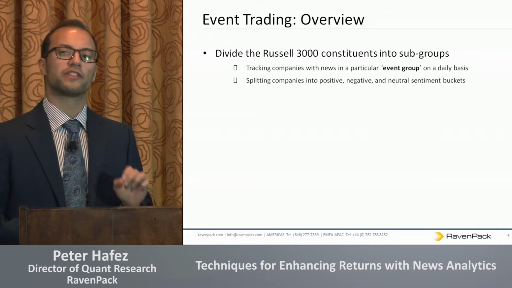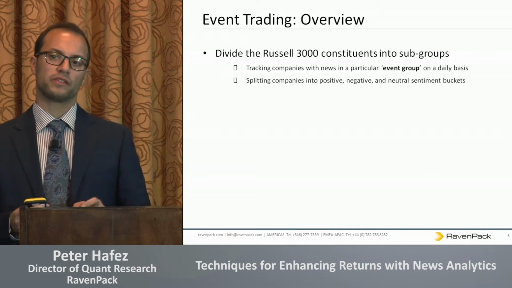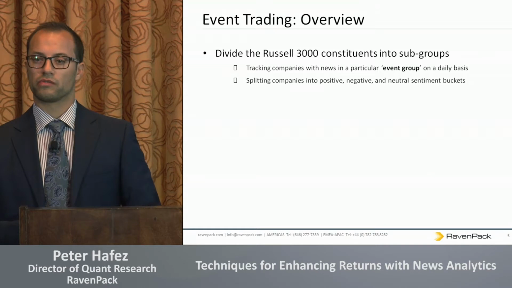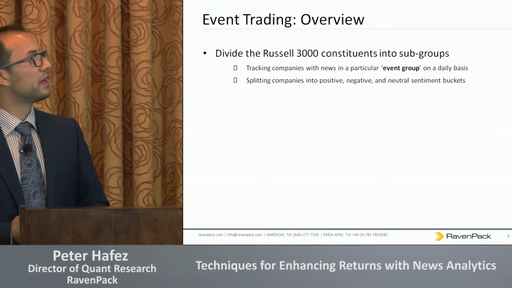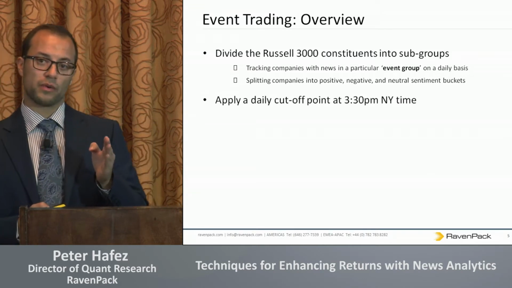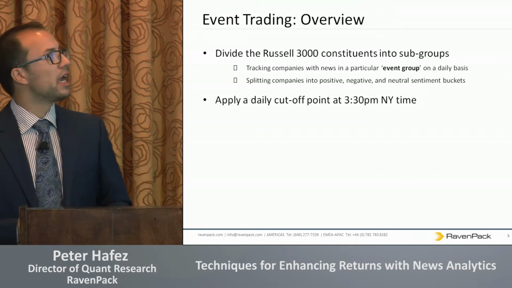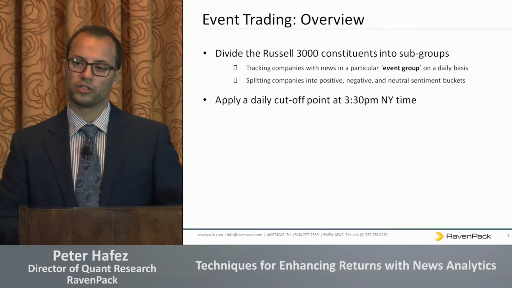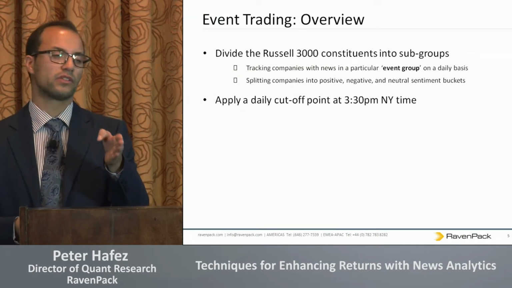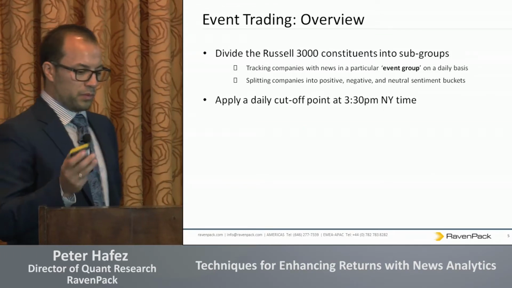So we look at companies that have had news in a particular event group on a given day. And we then split those companies within a given group into companies that have had positive news, negative news, and neutral news. And then see how prices move for those stocks. We basically aggregated over a 24-hour window. And we cut it 30 minutes before market close in the US, and then look back 24 hours. So if you have had news over the last 24 hours, you're considered part of that event group for that day, right?